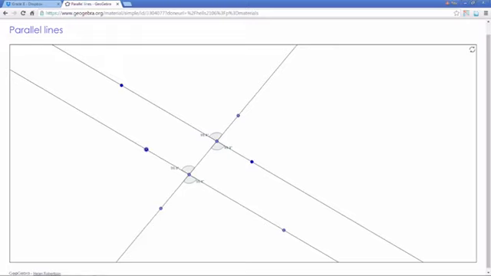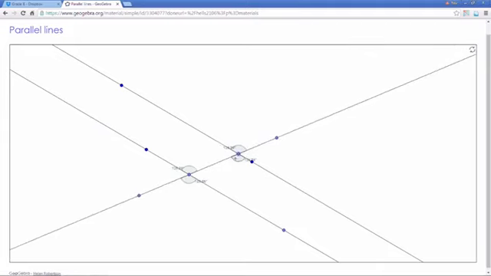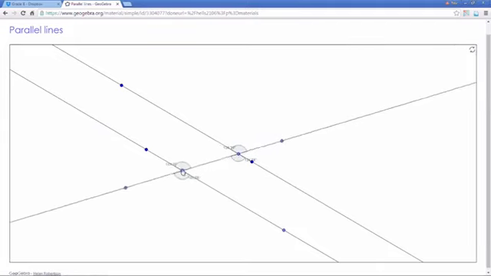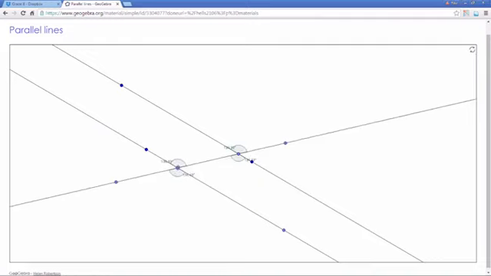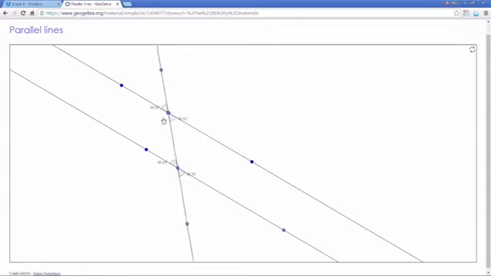Okay, so 100 degrees between those points. Now, I'm grabbing onto the transversal. Look what's happening to those angles as I grab onto the transversal. Can you see the vertically opposite angles? How they're opposite to each other, but they're still exactly the same size. Right now, they're 133 degrees. So let's move it so that they are acute, like 46 degrees, 45.92. And they're still vertically opposite and equal to each other.